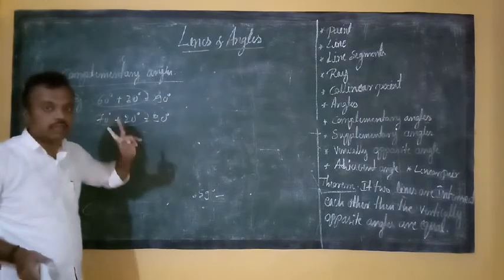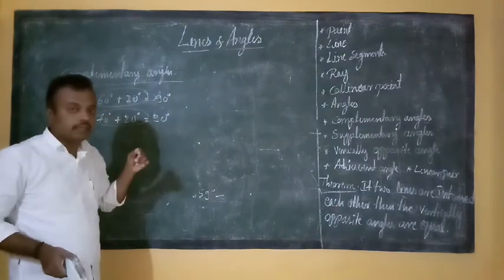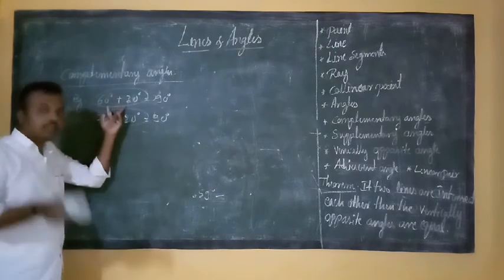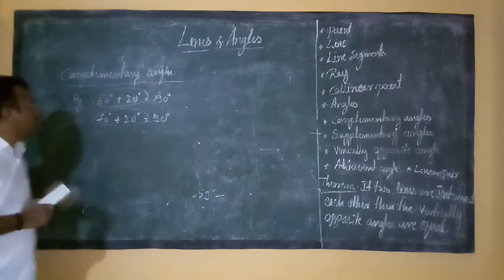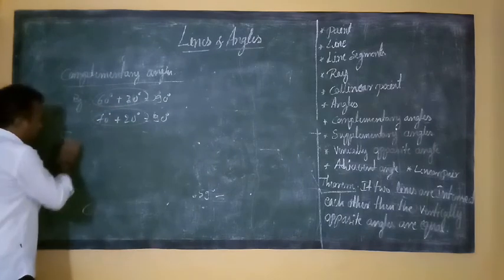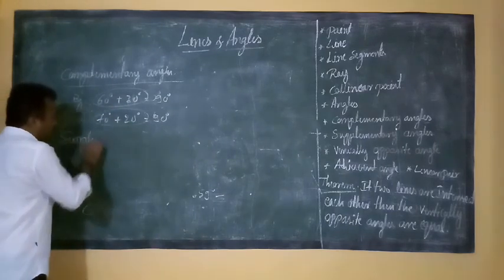Understand, students? Complementary angles: the sum of any two angles equals 90 degrees. These two angles are absolutely acute angles. Understand? And then supplementary. What do you mean by supplementary angles?